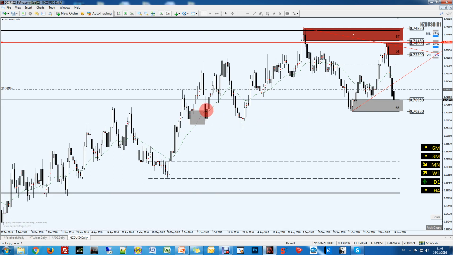This is an area of demand over there. It's being eliminated already. So we expect price to drop all the way down there. But we never know.